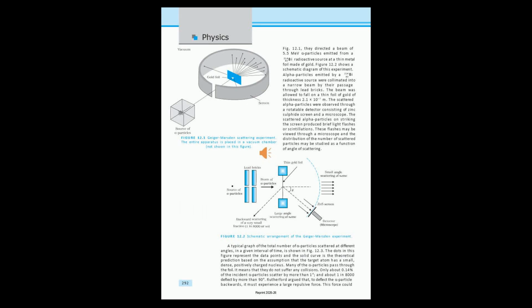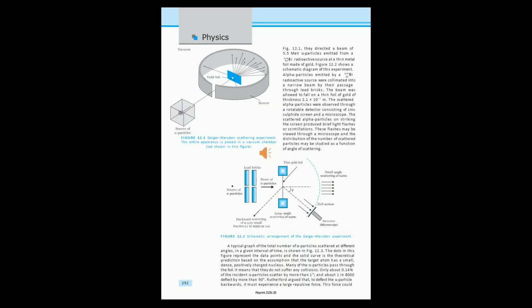thin metal foil made of gold. Figure 12.2 shows a schematic diagram of this experiment. Alpha particles emitted by a bismuth radioactive source were collimated into a narrow beam by their passage through lead bricks. The beam was allowed to fall on a thin foil of gold of thickness 2.1 × 10⁻⁷ meters. The scattered alpha particles were observed through a rotatable detector consisting of a zinc sulfide screen and a microscope.